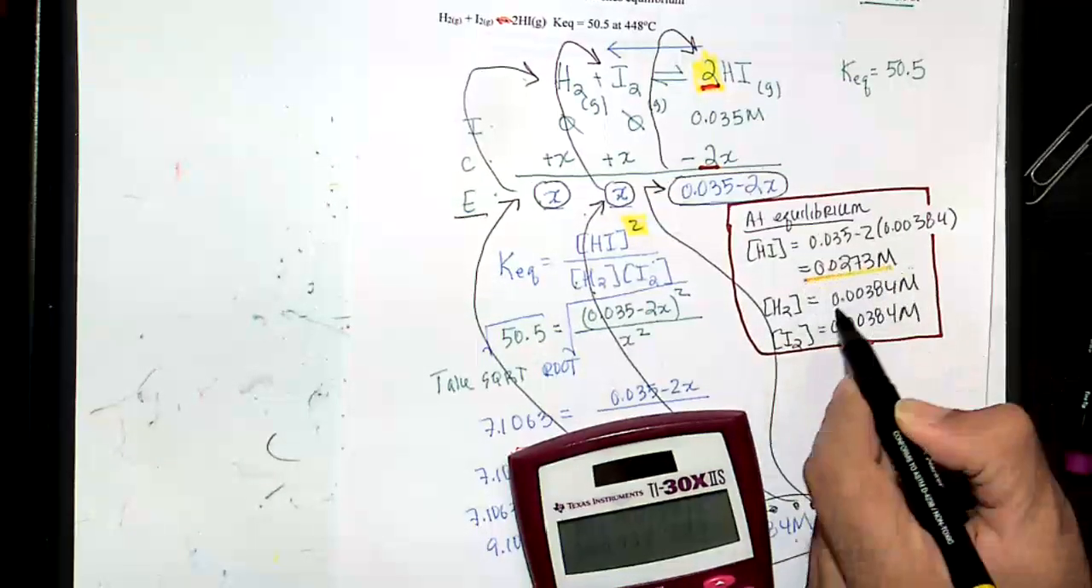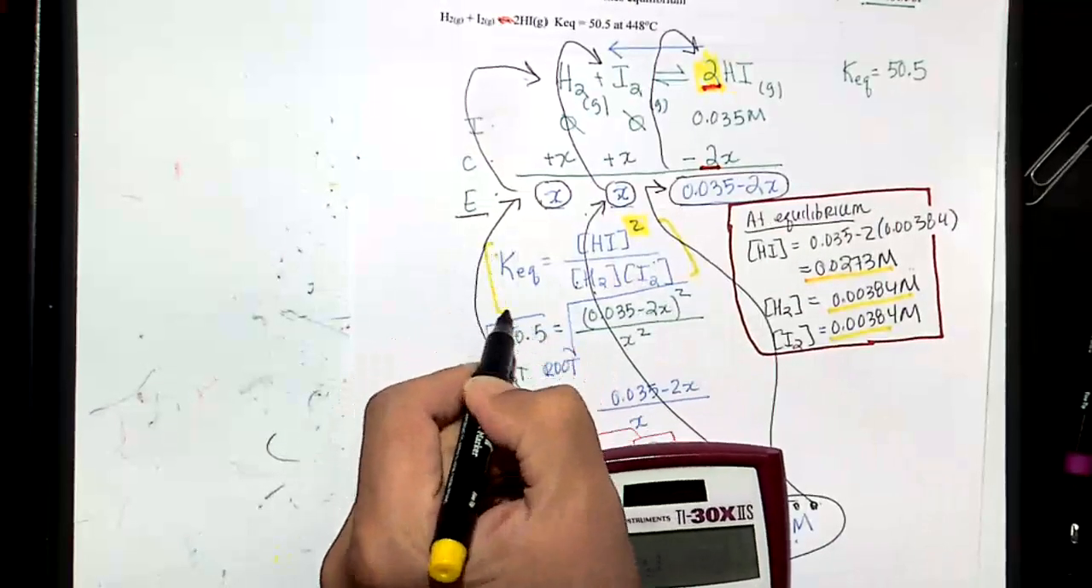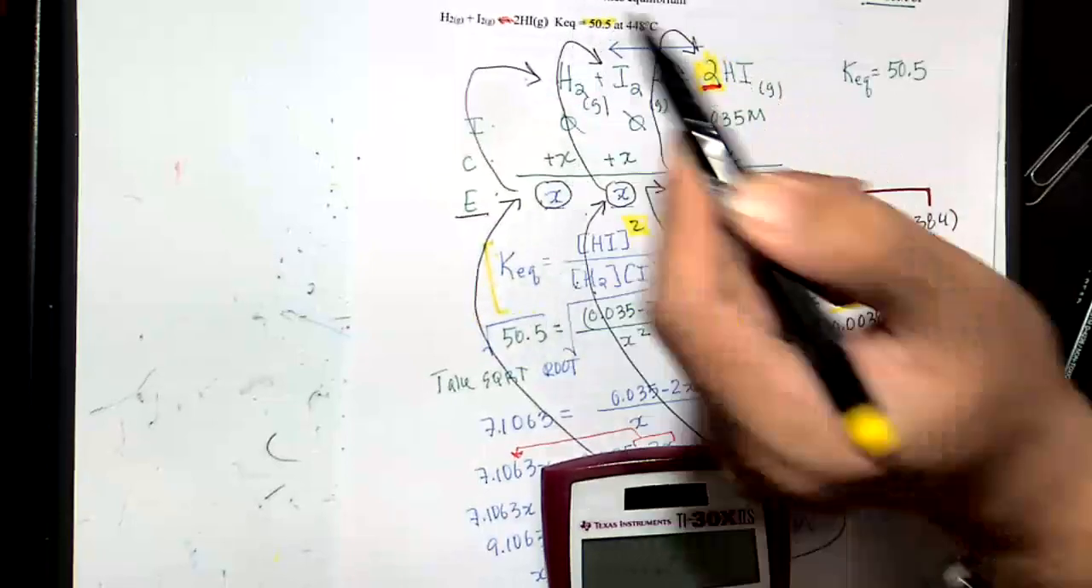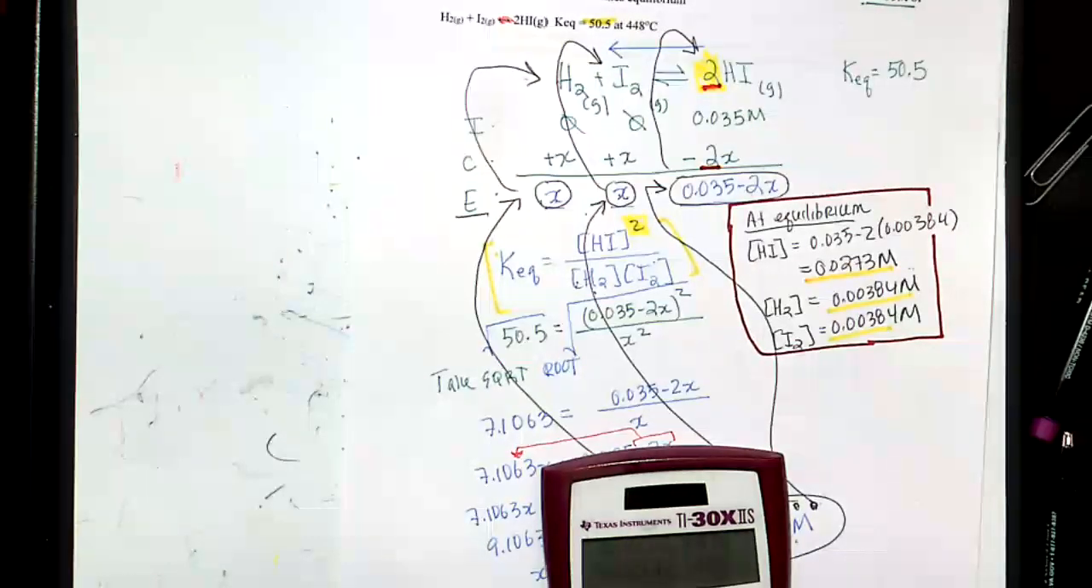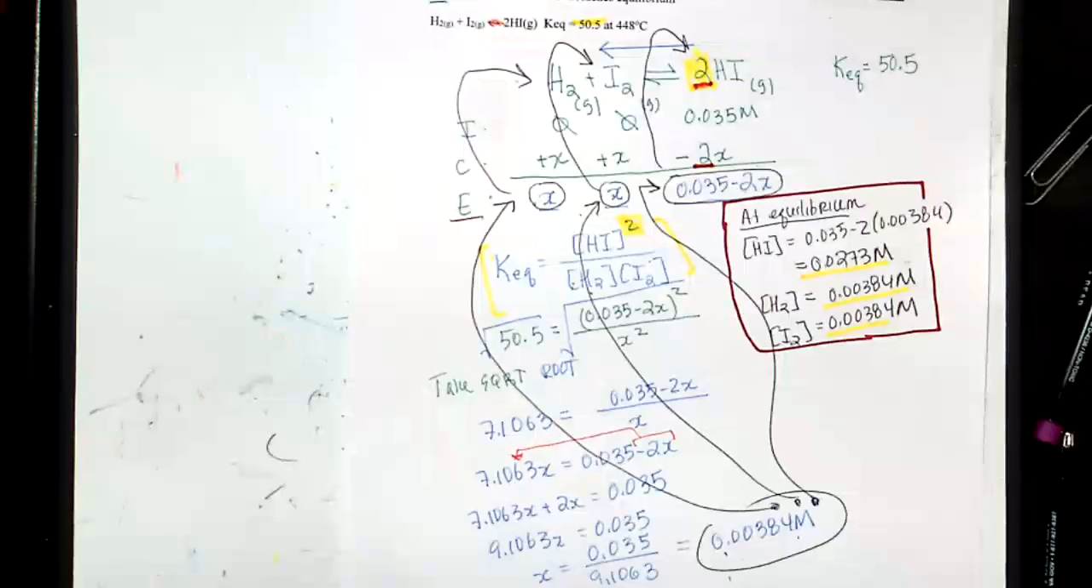Okay, why do I say that? Because I plugged all of these in here, and I regenerated the equilibrium constant of 50.5. So this is a way on the test you can check your answer to make sure it is indeed correct. So also the 448 degrees Celsius, that's kind of just moot information for the concept of this problem. All K's have to be given at a specific temperature. So if you change the temperature, you change K.